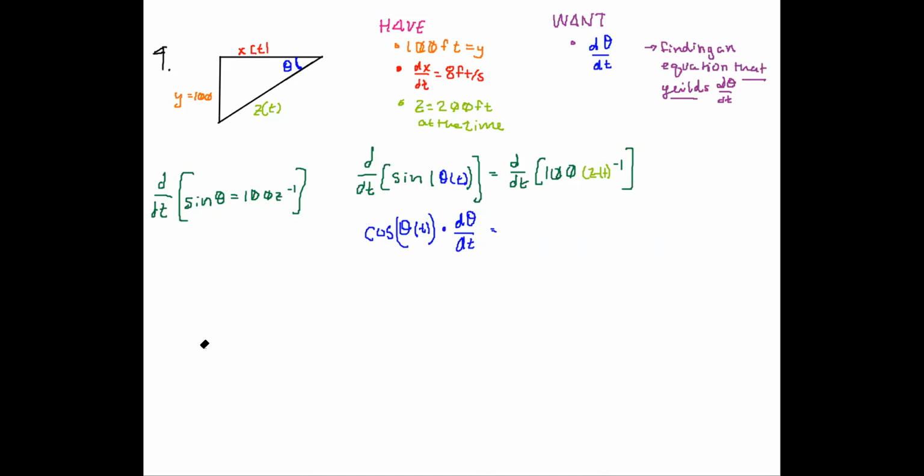Okay. What about the second one? 100 times z to the negative 1. Oh, negative 100 z to the negative second, times dz dt, because we're differentiating with respect to t.